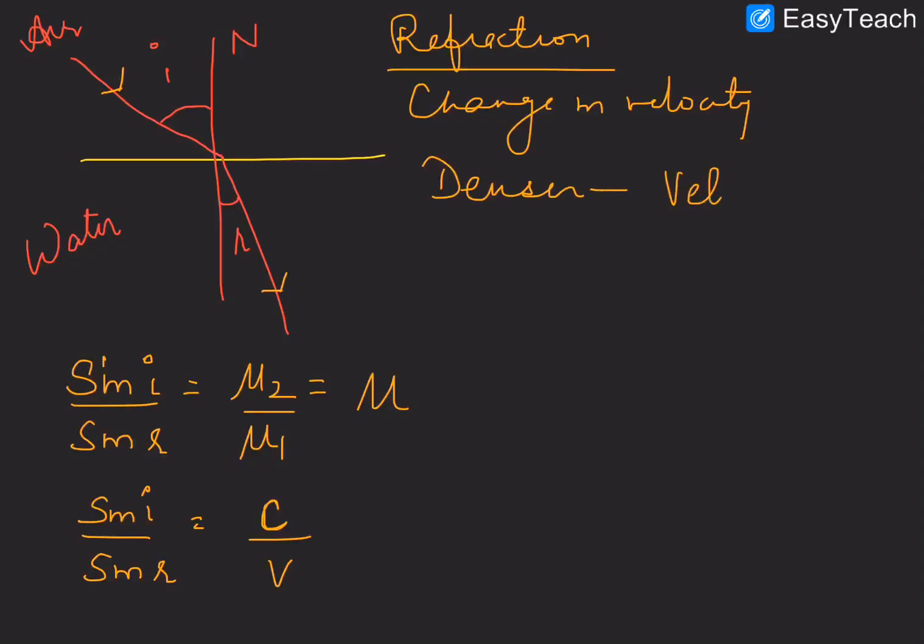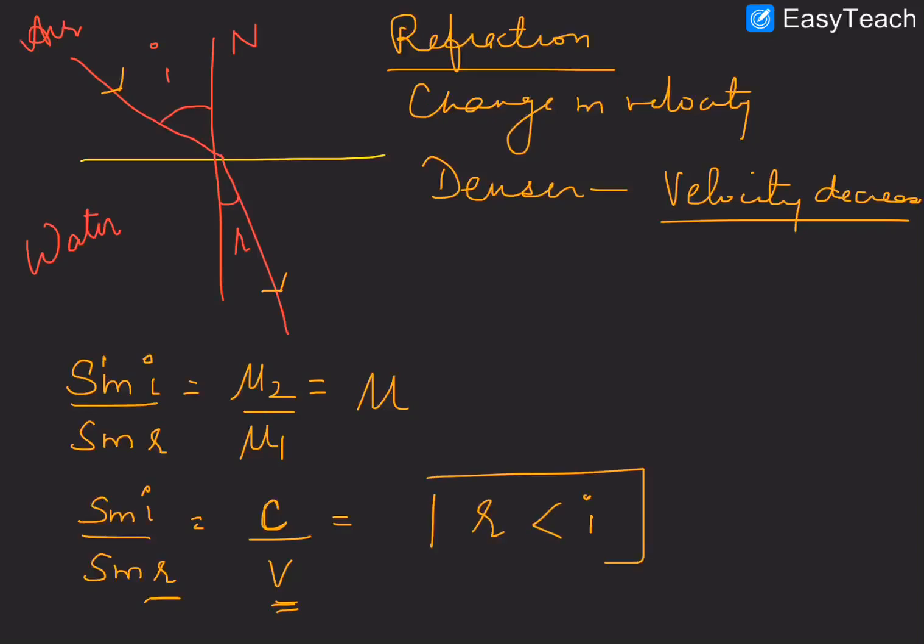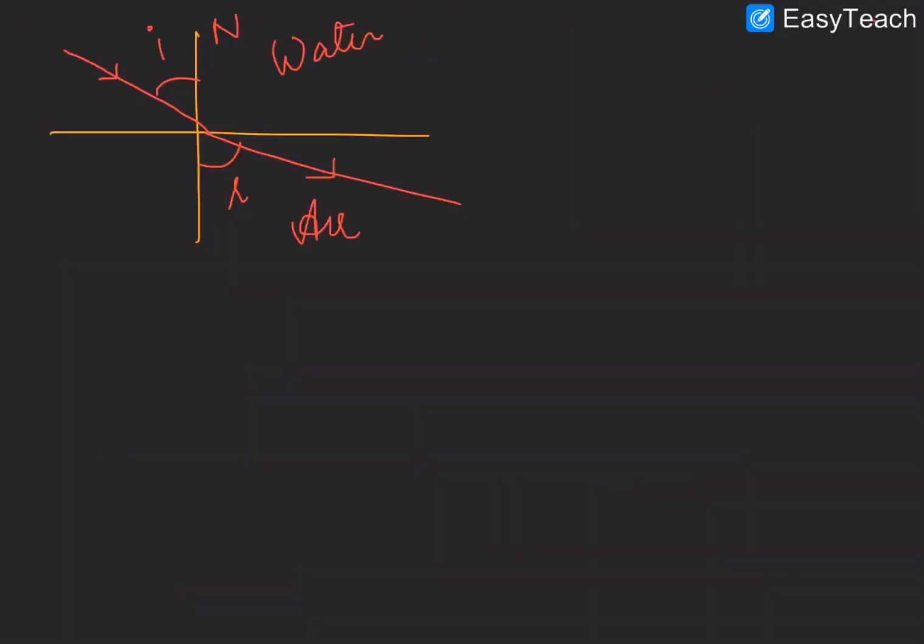So in the denser medium the velocity will decrease. So in this case, if the velocity decreases, R will also decrease. So you will consider that R is always less than I whenever the ray travels from rarer to denser medium, because the velocity decreases in the denser medium.